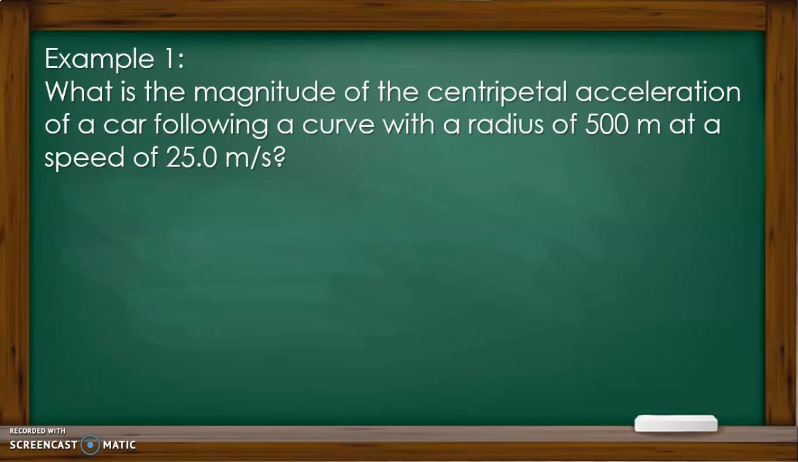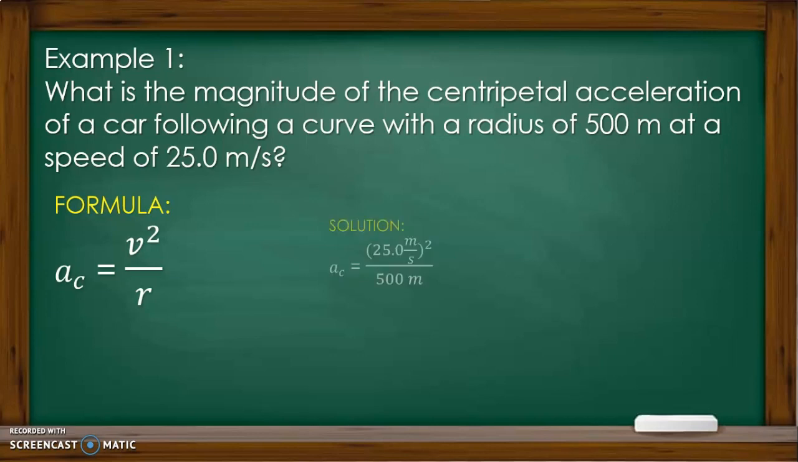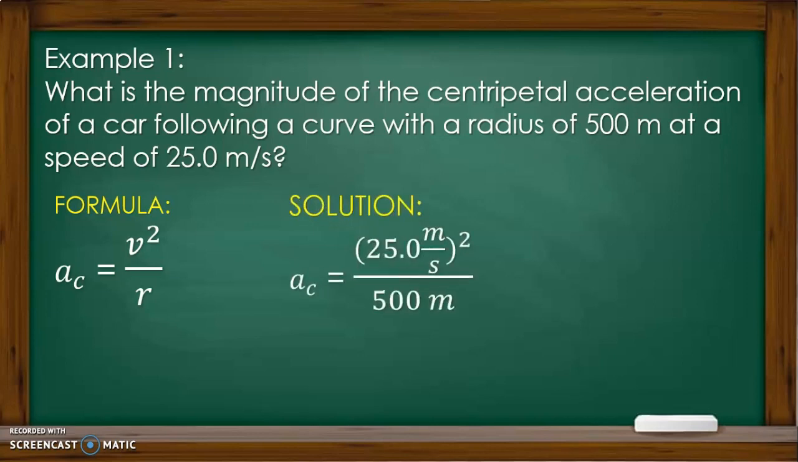Since we are already given our velocity or speed and radius, it's just appropriate that we use our first formula, which is centripetal acceleration equals the square of our speed or velocity divided by radius. We then substitute. We get the square of our velocity divided by 500 meters.